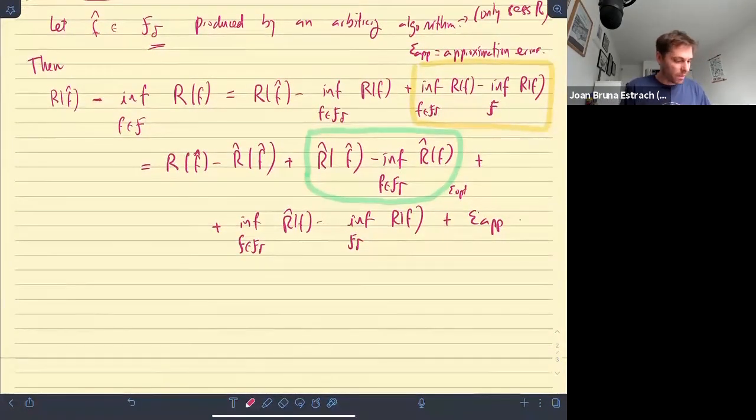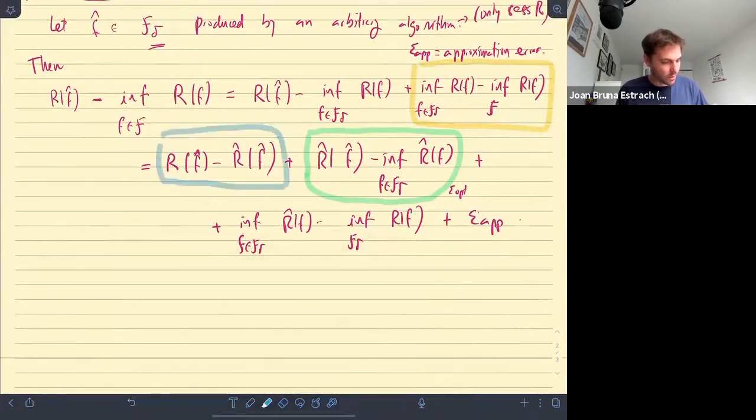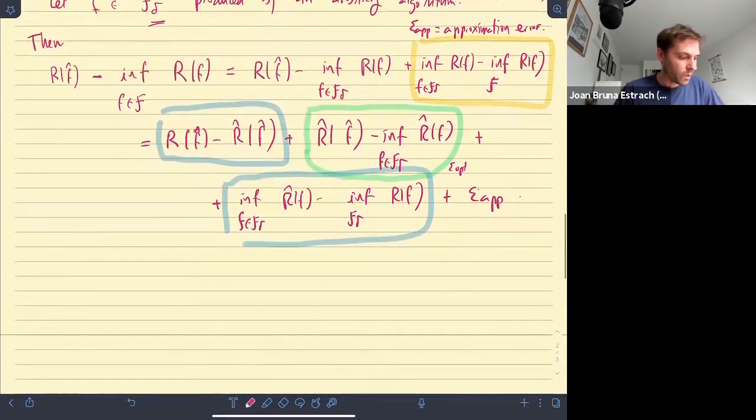And now we are left with two other terms, right? That we can write in different color. This term here, and this term here. And these terms, when you stare at them, are really capturing the fluctuations, like the difference between using, like they were paying for using the wrong function, right?